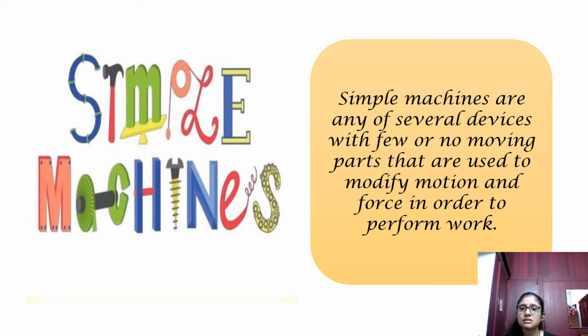The definitions you can see here. Simple machines are any of several devices. There are many kinds of simple machines. But they will have only a few parts or no moving parts. They won't have any moving parts, or they will have only one or two moving parts. Like for example, you take the laptop. A laptop is not a simple machine. I'm just telling you the example that you gave me.